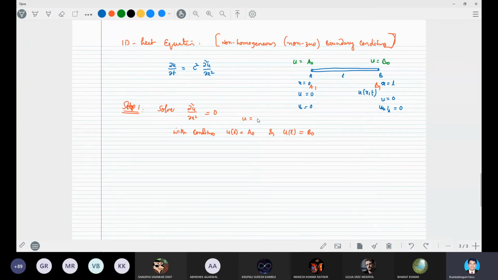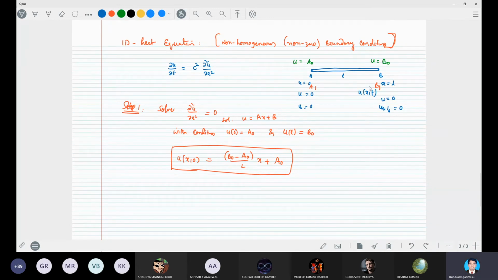You can say u is equal to ax plus b, this solution. Now by putting these conditions, the initial condition u(x,0) is equal to (B0 minus A0) by L into x plus A0. Okay, so this is drawn from these conditions. Initial condition we can draw.